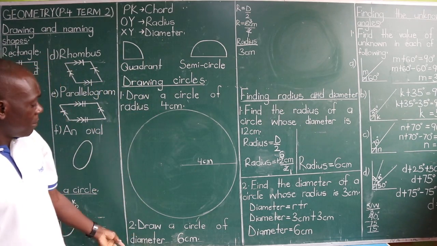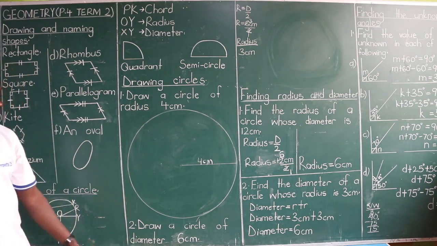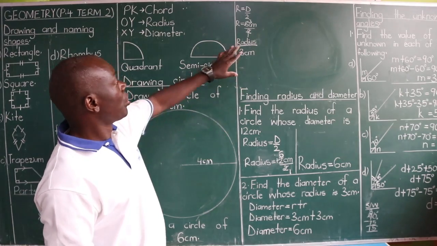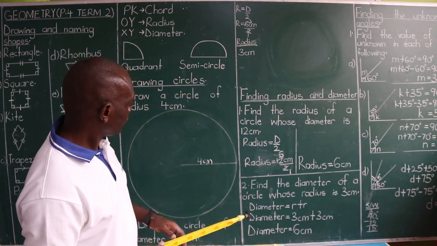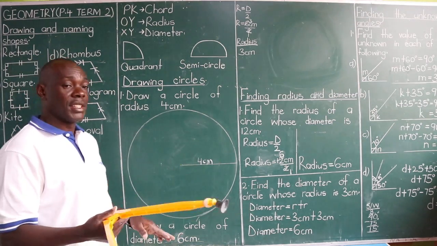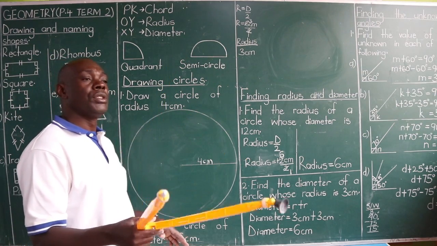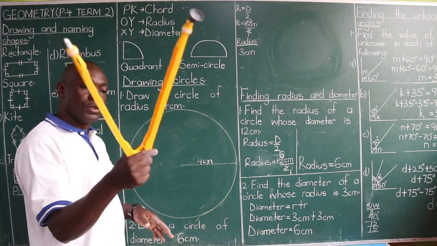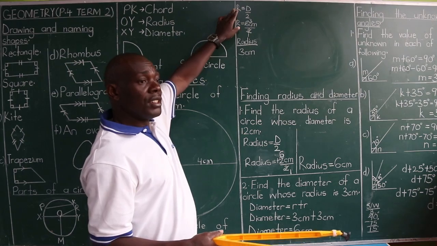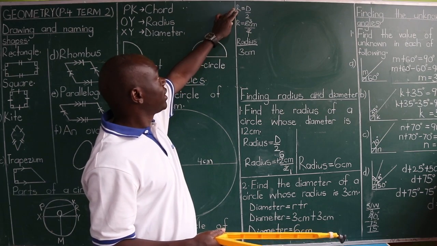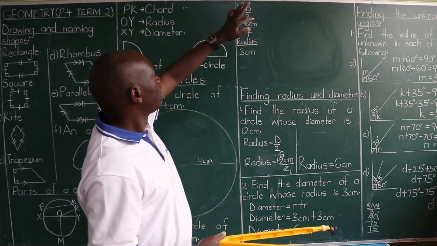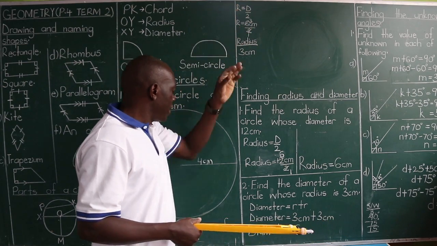Now that you are given diameter, the question reads, draw a circle of diameter 6 centimeters. So, do you first get the radius? You never draw using diameter, use radius. Now, since 2 radii make diameter, then radius is equal to diameter divided by 2.